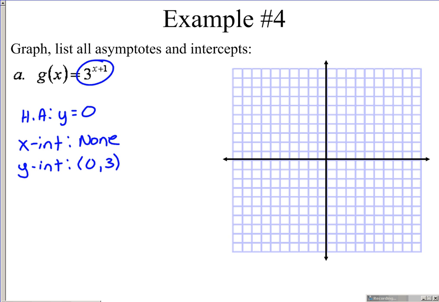Begin our graph. Asymptote line. Intercept this time is shifted to 0, 3. Pick some values. If I put in 1 for x, I get 3 squared, which is 9. If I put in negative 1 for x, we're going to get out 3 to the 0 power, which is 1. If I put in negative 2 for x, we get 3 to the negative first, which is 1/3. Point at 1, 9, negative 1, 1, and negative 2, 1/3.